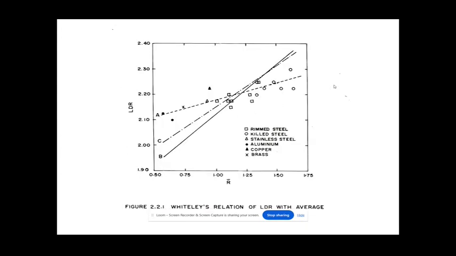This figure shows the relationship between limiting draw ratio and R average value. R average is (R0 plus R90 plus 2R45) divided by 4. This is for different sheet materials: rimmed steel, killed steel, stainless steel, aluminum, copper and brass. For the case of aluminum and copper, the limiting draw ratio is very low. For the case of steel, the limiting draw ratio is higher.